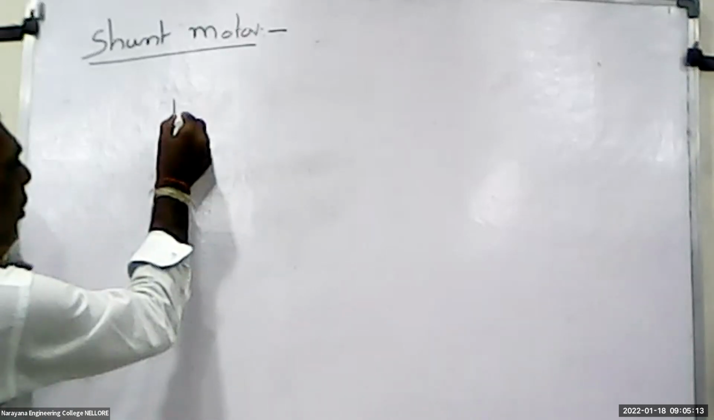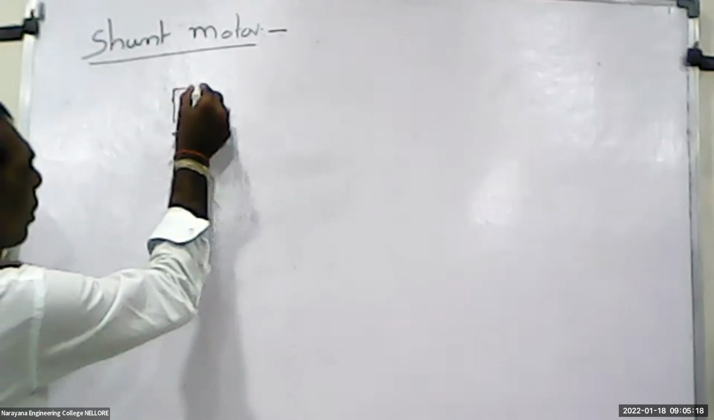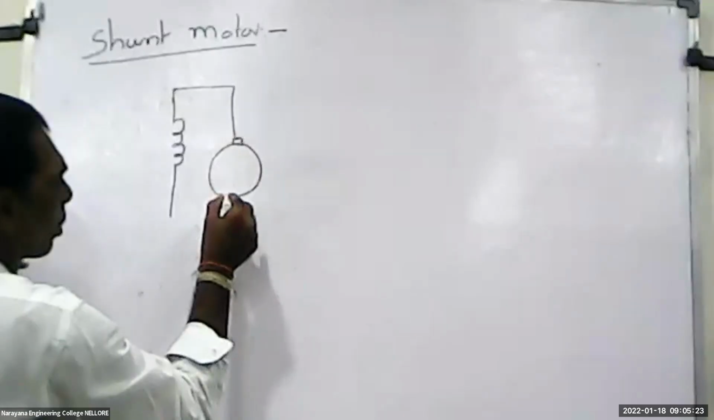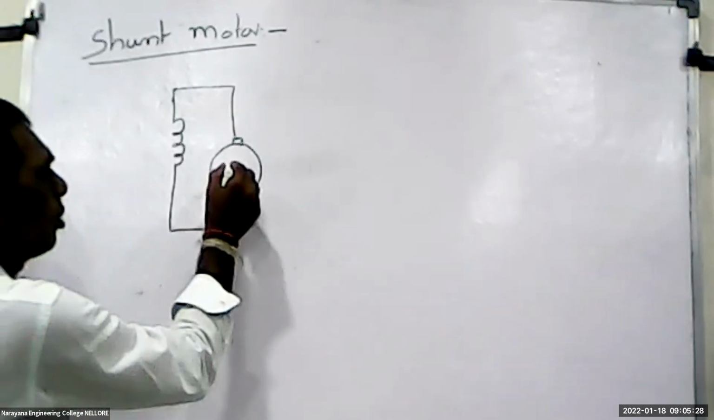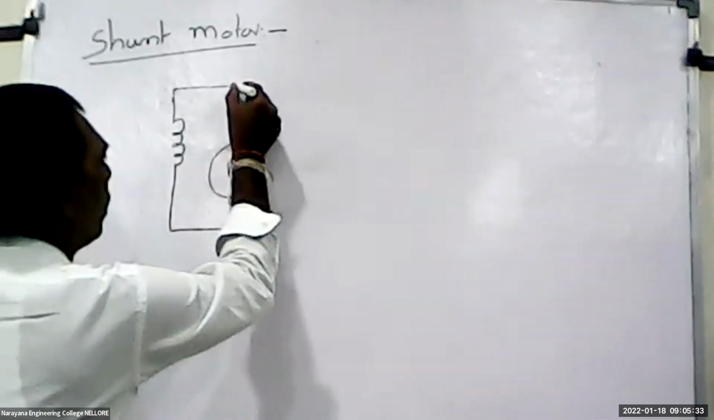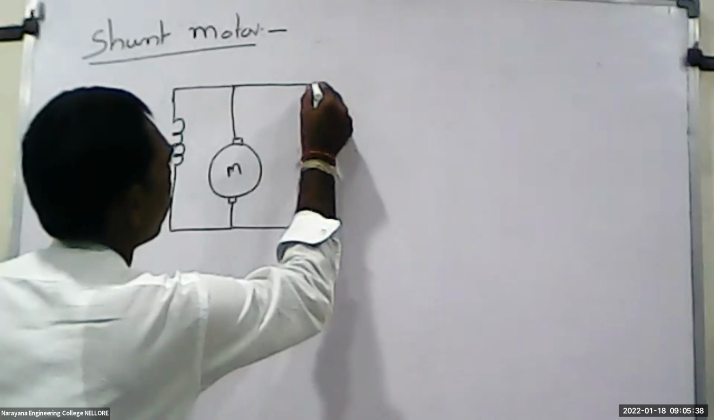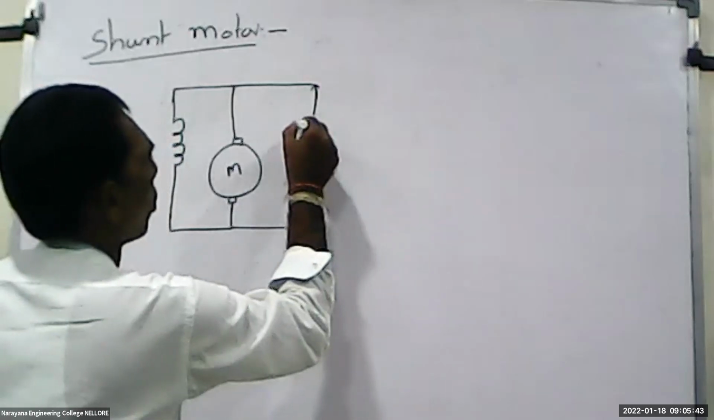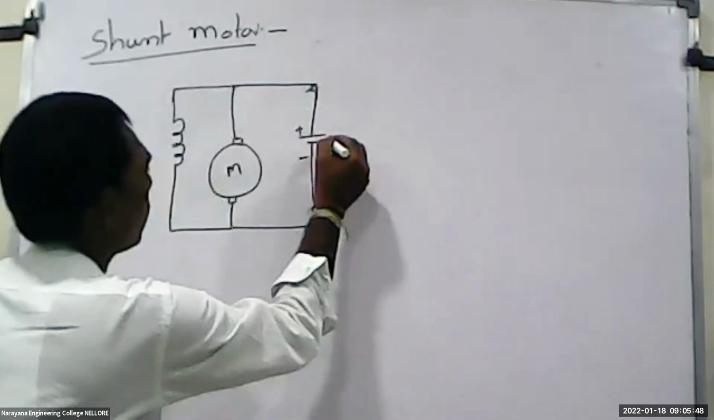Shunt motor means the field winding is connected in parallel with the armature. Then it is called shunt motor. Okay, so this is called armature and this is the field winding, in parallel with the armature. So it's plus and minus supply.